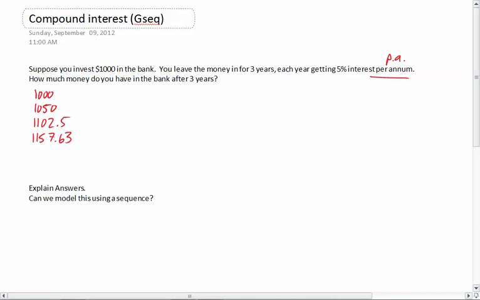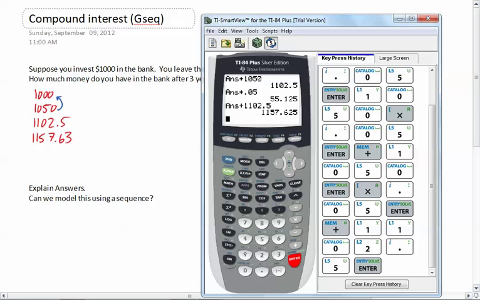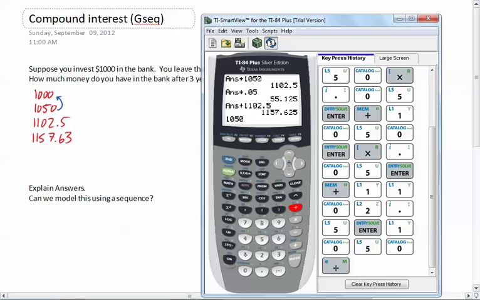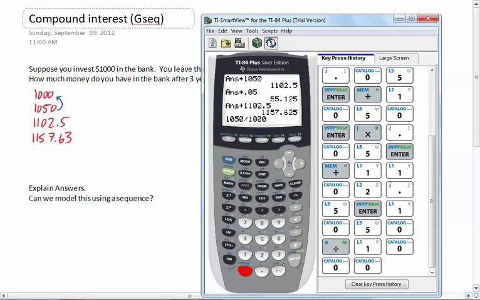Well, am I adding the same thing every time? It looks like I'm adding 50 here. Did I add 50 here? No, so it's not arithmetic. Let's see if we can show that it's geometric. So we go 1050 divided by 1,000. Oh, imagine that. It's 1.05.